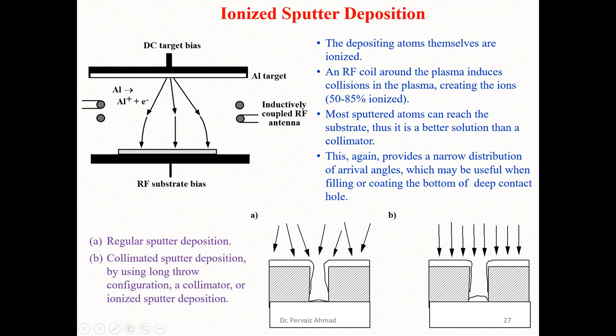On the other side, we have collimated sputter deposition. This is shown here in B, the collimated sputter deposition using a long-throw configuration. Here you can see that we have more directional deposition. Unlike the regular one, here we deposit the thin film in particular locations. Though the deposition rate might be slow compared to regular sputter deposition, it is highly directional and is widely utilized to put thin films right at the target.